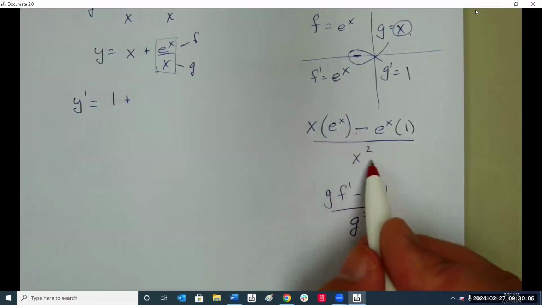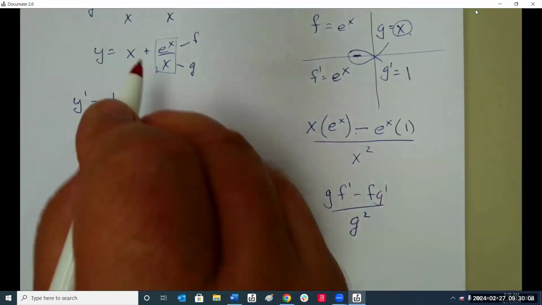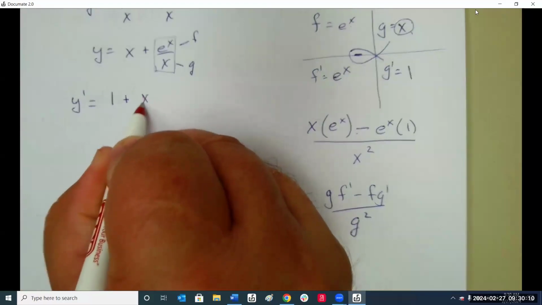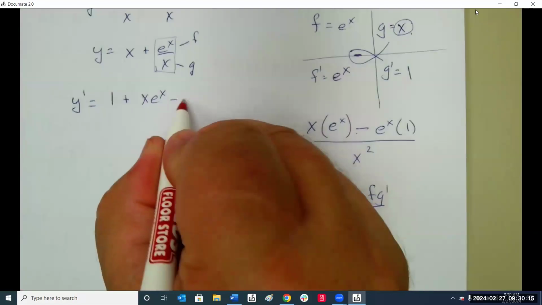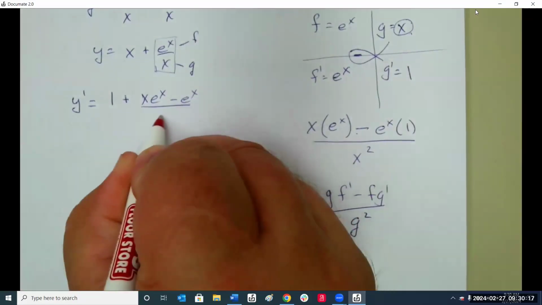So looking at this, we get x e to the power x minus e to the power x over x squared.